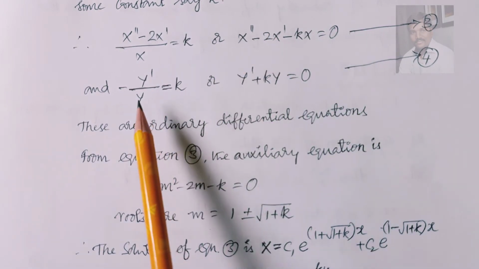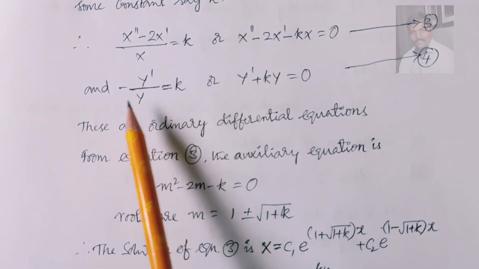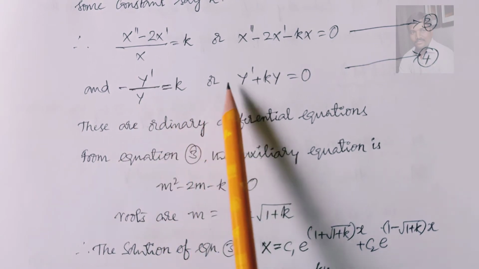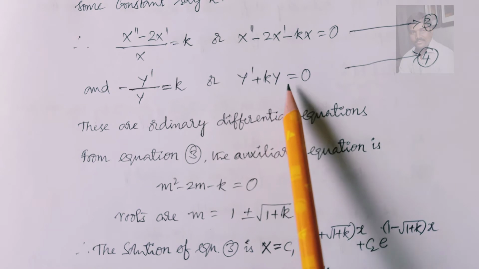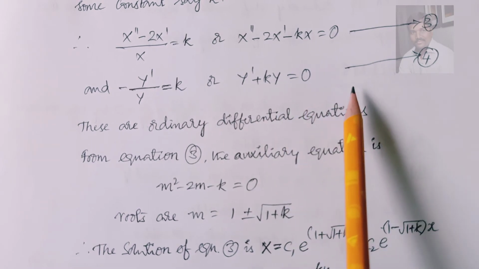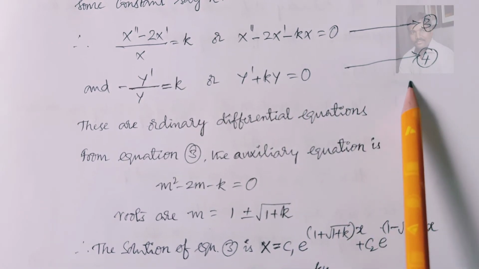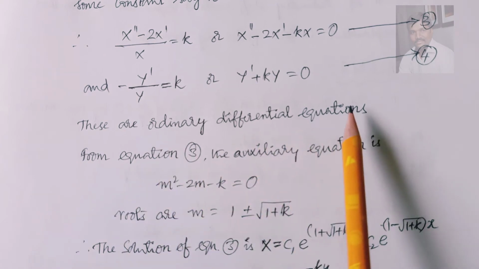Now here also, minus y dash by y is equal to k, so y dash plus ky is equal to 0. It's equation number 4. Now these are ordinary differential equations.